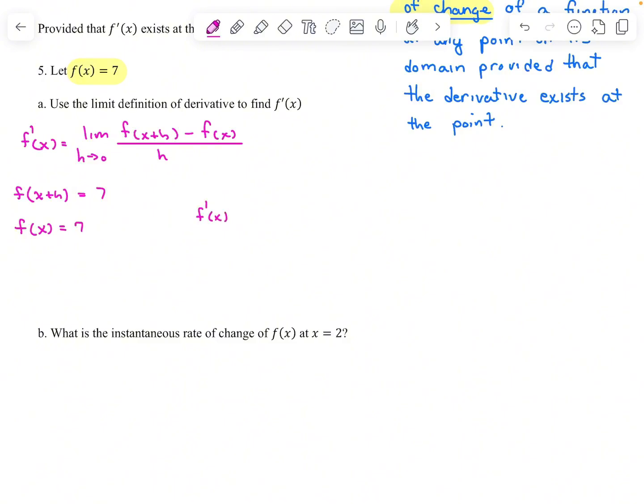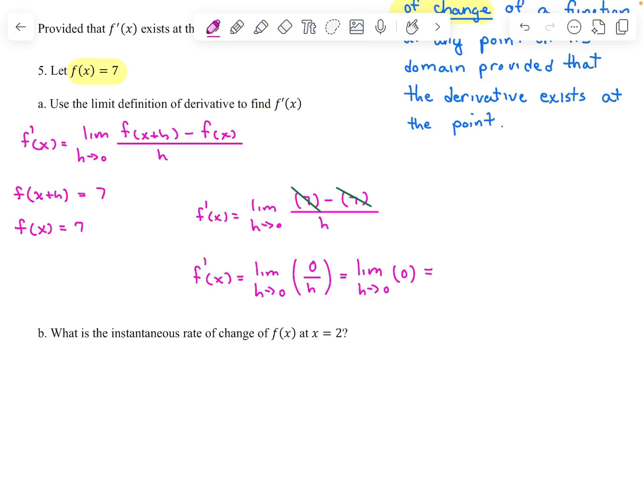So the derivative is the limit as h approaches 0 of 7 minus 7 divided by h. The 7's zero out, so the derivative is the limit as h approaches 0 of 0 divided by h, which is equal to the limit as h approaches 0 of 0, which is just equal to 0. So the derivative is equal to 0.